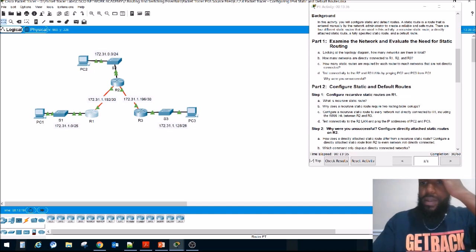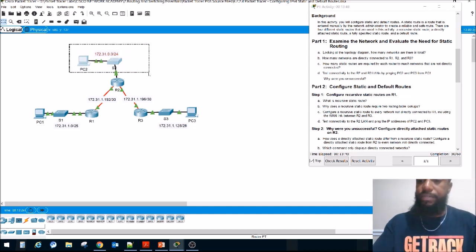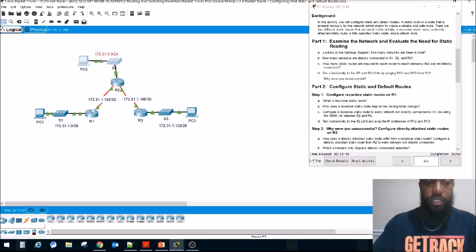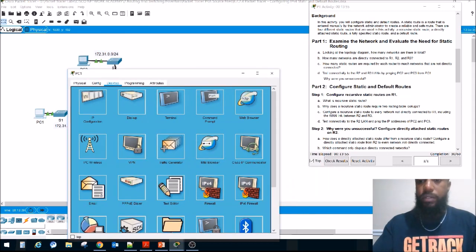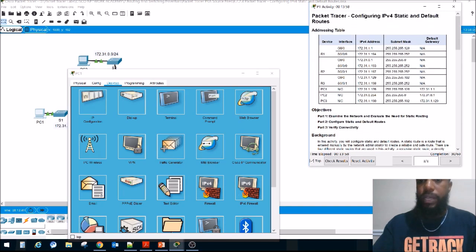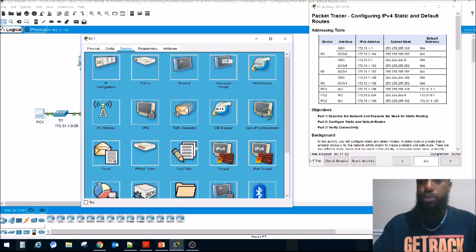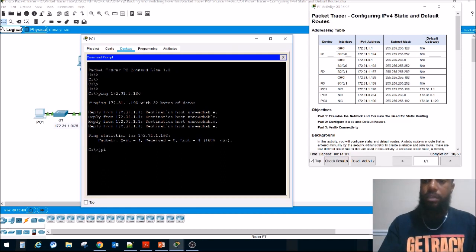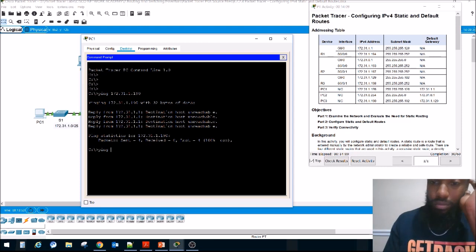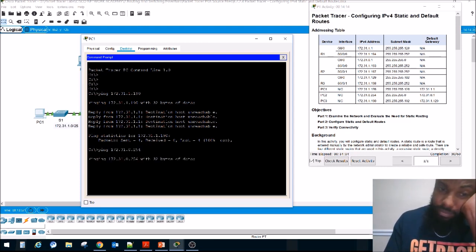Test connectivity to the router 2 LAN. So we need to test connectivity to this LAN right here, and ping the addresses of PC2 and PC3 from router 1, I believe it is, right? Let's see if we can ping PC2 from PC1. They didn't say which computer we got to do it from. PC2 is ping 172.31.0.254. Ain't gonna have no route to get there, I don't believe.